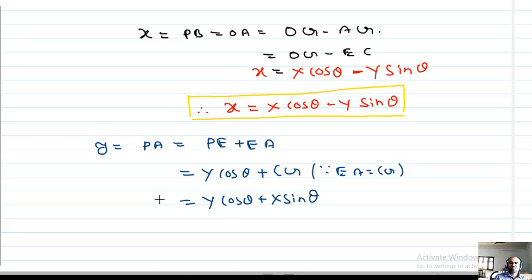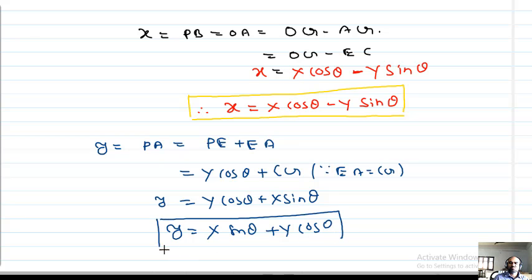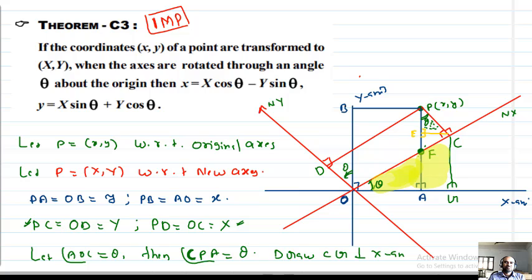So this is the value of y. I want to write in order: y equals capital X sin theta plus capital Y cos theta. In this way you can find small x and small y values in terms of capital X, capital Y and theta. But how to remember? There is a very difficult one here. How to remember the result? Listen, all of you.